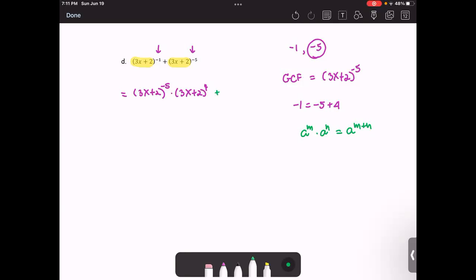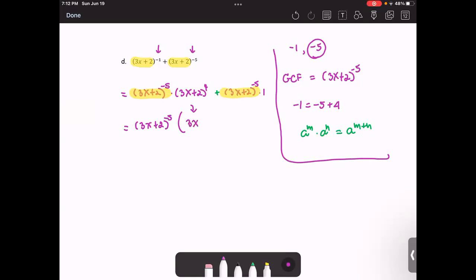Continue with the second term, which has no change. It's going to be 3x plus 2 to the negative fifth. To make it convenient, we're going to multiply by 1. At this point, you can see the greatest common factor from these two terms. We write it as the quantity 3x plus 2 to the power negative fifth and multiply by the remaining factor. From the first term, we have the remaining factor as 3x plus 2, quantity to the fourth, and then plus the remaining factor from the last term, which is 1. And now we have the factored form of this expression.